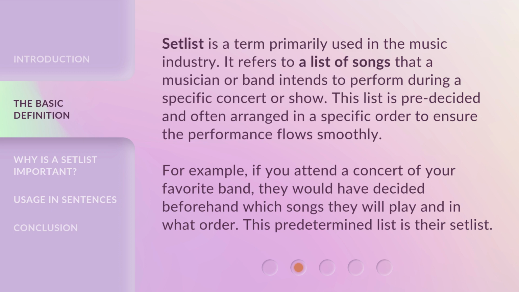For example, if you attend a concert of your favorite band, they would have decided beforehand which songs they will play and in what order. This predetermined list is their set list.